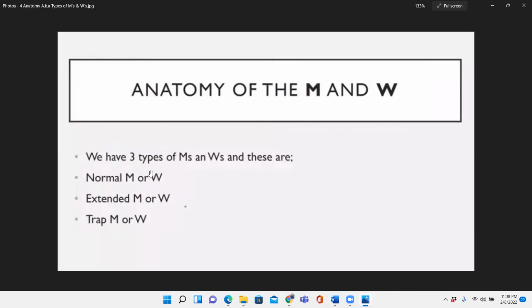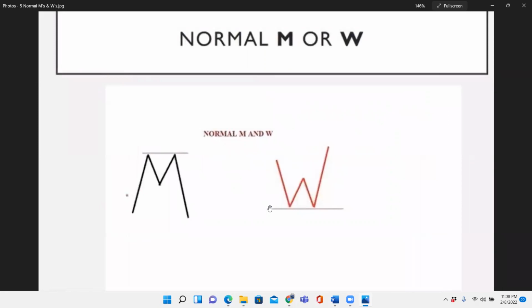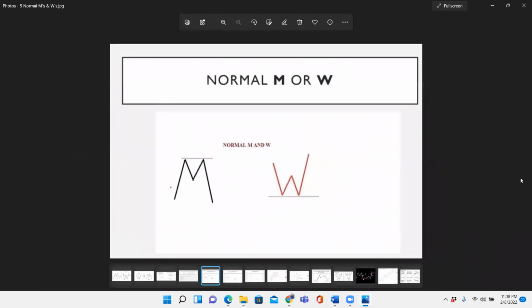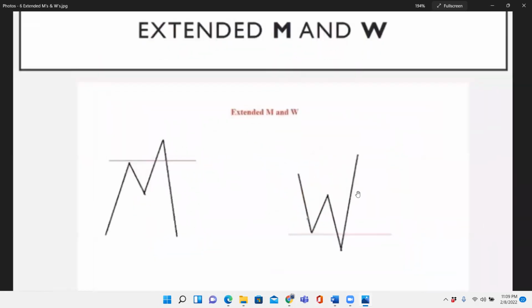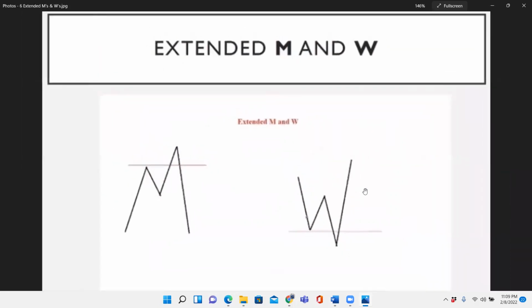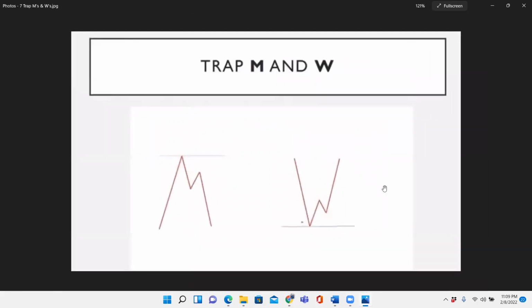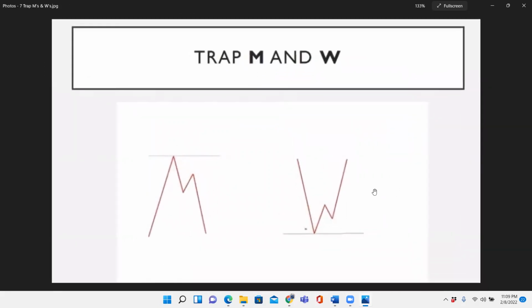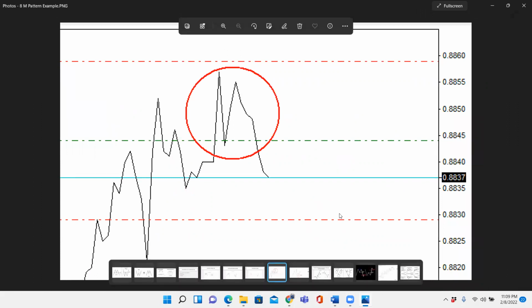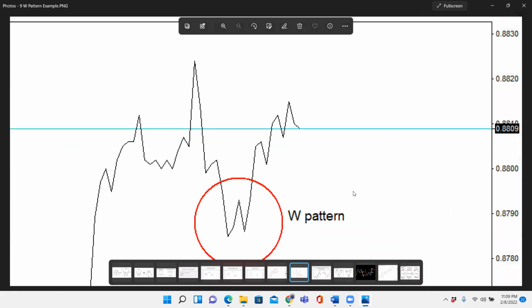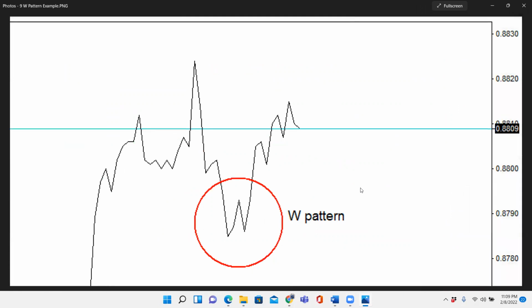All right, we have three types of M's and W's. We have the normal M's and W's, we have the extended M's and W's, we have the trap M's and W's. Let's take a look at the normal. Let's take a look at the extended. Oh, that was a little too extended. Let's take a look at the trap. There's a nice way to show us an M in the market. W in the market.